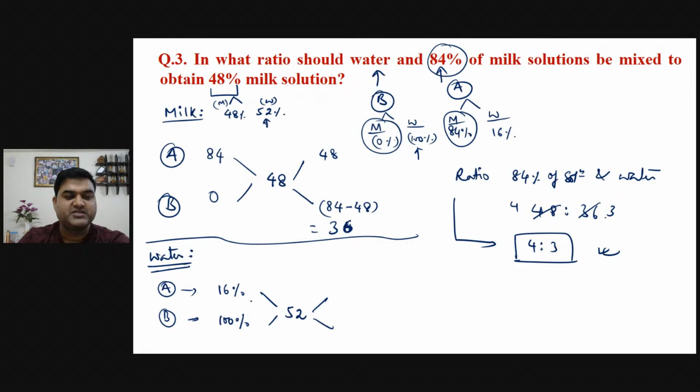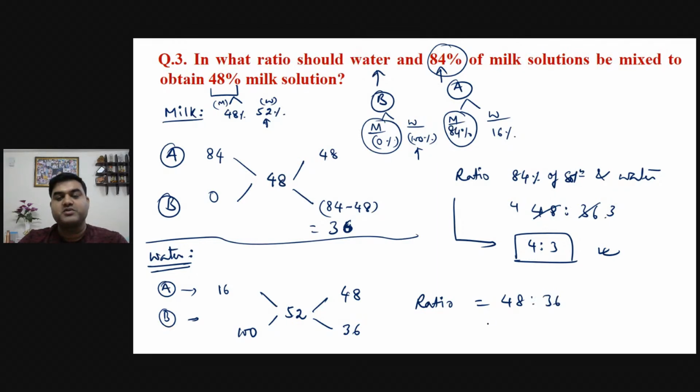So leave the percentage, it is not required, because finally we have to find the ratio. So 100 minus 52 is 48, and 52 minus 16 will be 36. So what ratio did you get? 48 is to 36, which can be further reduced to 4 is to 3. So the same answer you got here also.